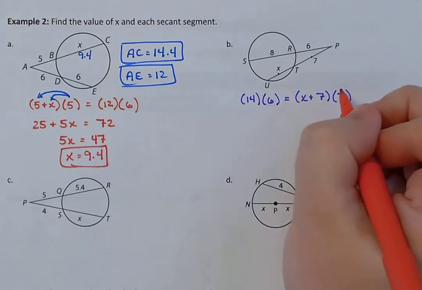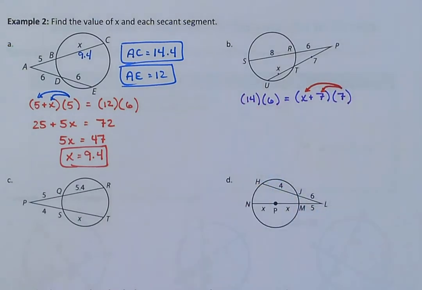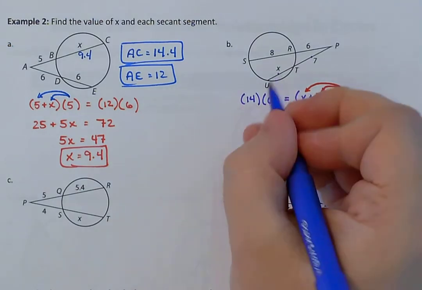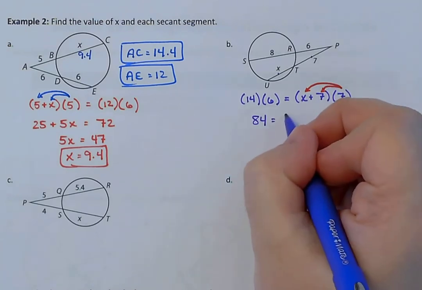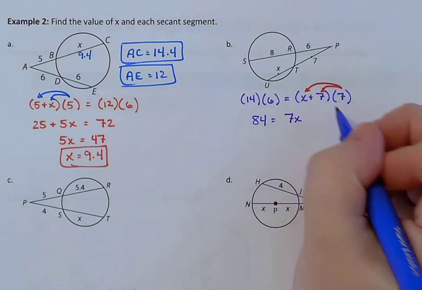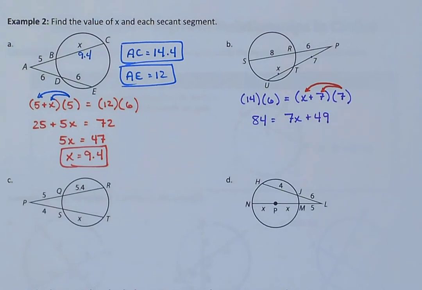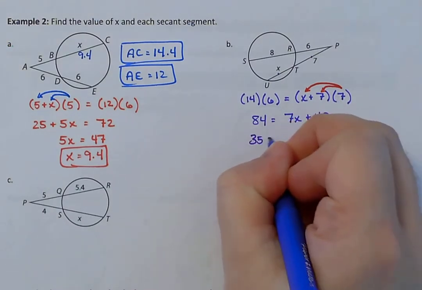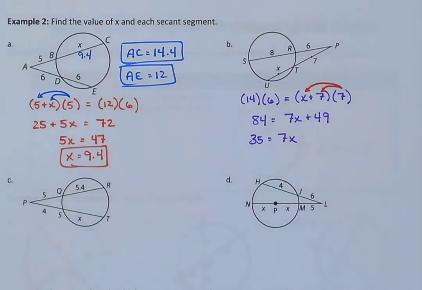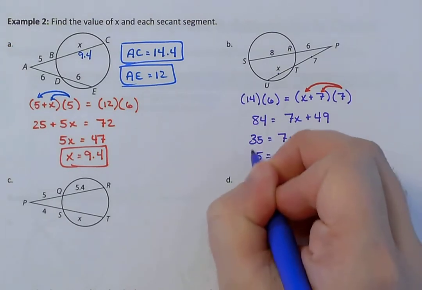So you're going to distribute the 7 to both parts, and then we're going to multiply these two numbers together. So 14 times 6 gives us 84. And if we do 7 times x, we get 7x. 7 times 7 is going to be 49. So we have 84 equals 7x plus 49. All you have to do is subtract the 49 from the 84, which gives us 35, equals 7x, divide by 7, and that tells us that x equals 5.